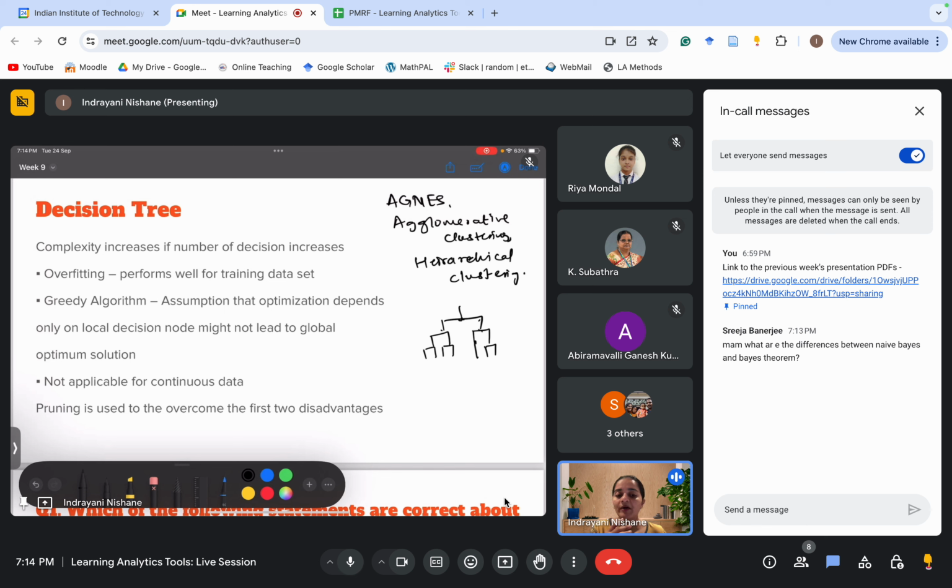Then another drawback: if you remember Agnes and Diana also, they were working well for categorical data and not continuous data. If we have continuous data, then there have to be some conditions or some bins, like we used to do for distribution, that graph chart which we create for distribution.